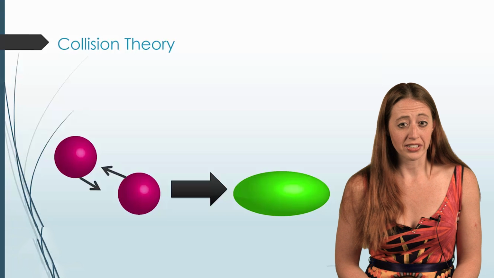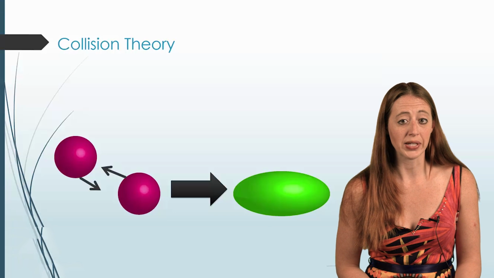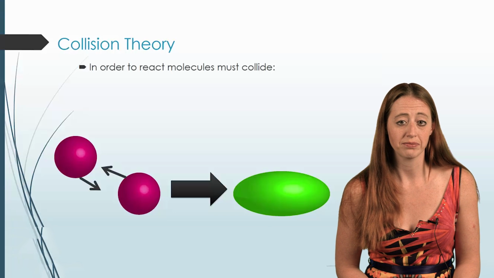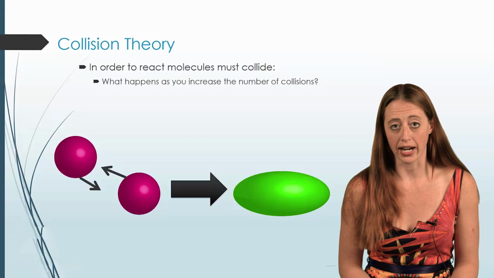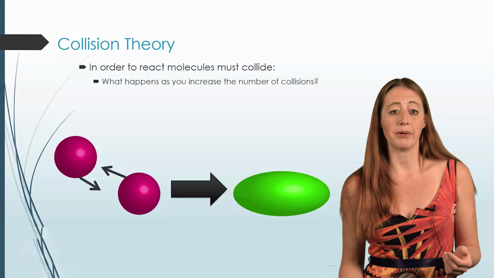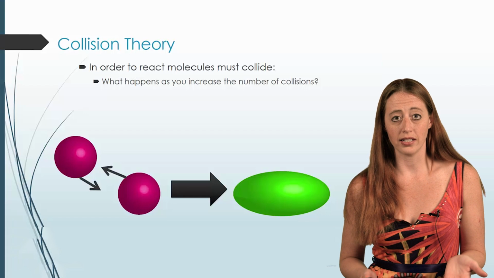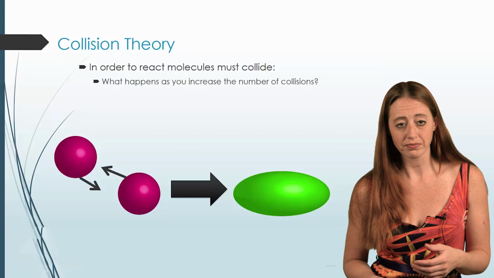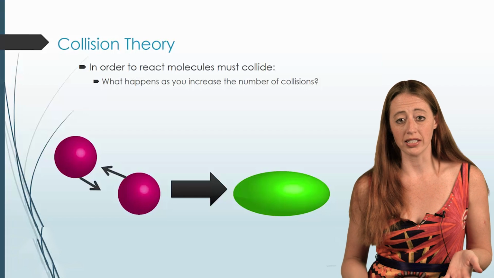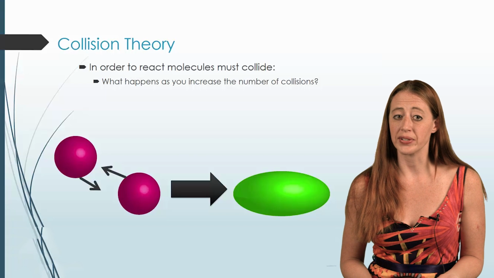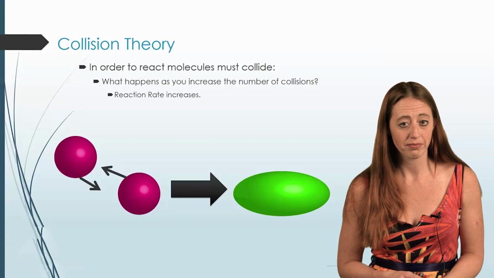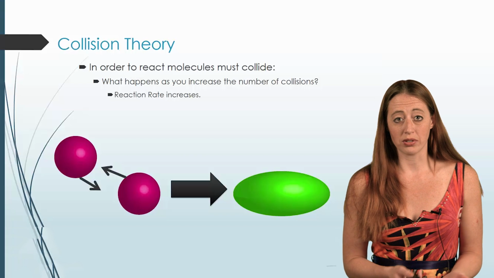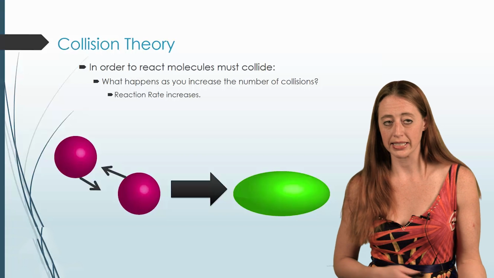So collision theory says that if we want molecules to react, they have to collide with each other. So let's think about this in terms of rates of reaction. What has to happen if we're going to increase the number of collisions? If we increase the number of collisions, our reaction rate is going to have to increase because they're going to be running into each other more often. Now, this is generally what we want. So theoretically, we could say the reverse too.